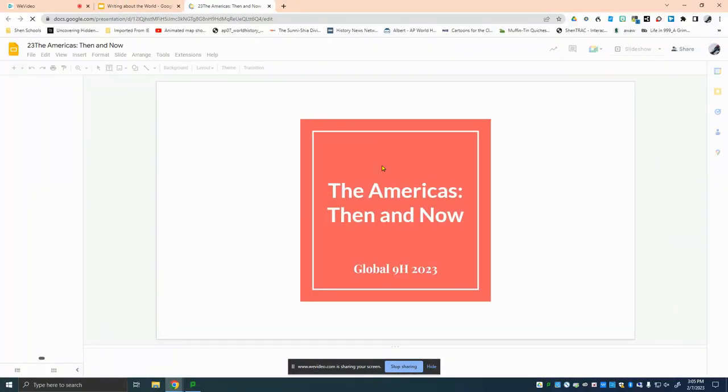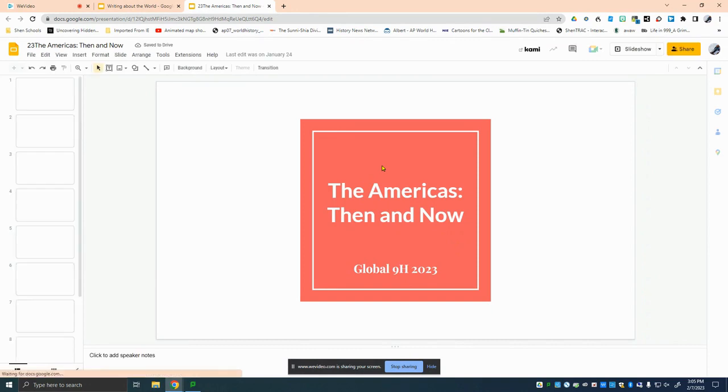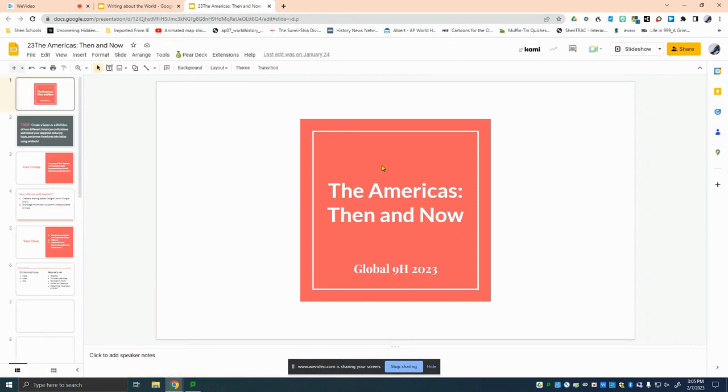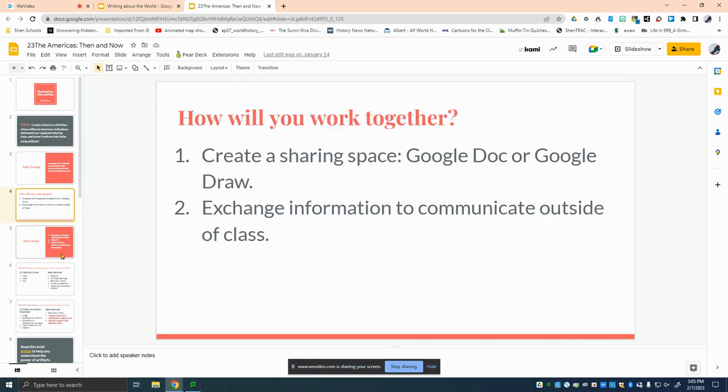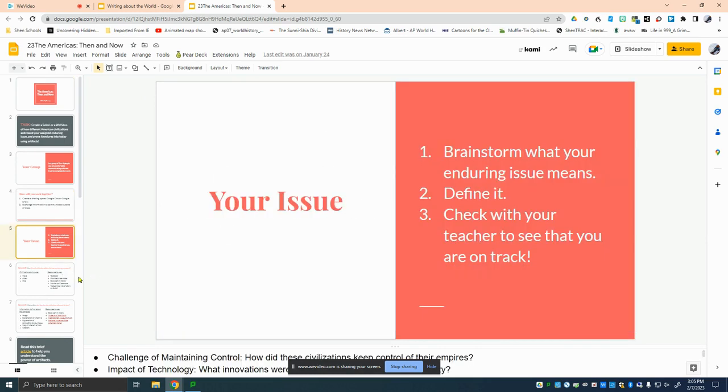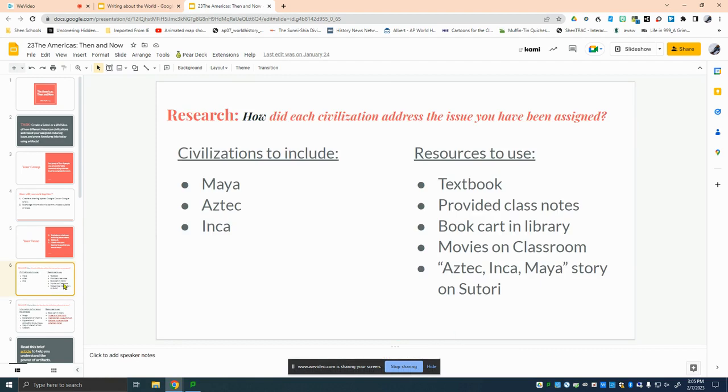So, for example, here is the project's description. What the students are asked to do is to create a Sutori where they are going to research and find different artifacts that match an enduring issue that they are given. So they are assigned an enduring issue, for example, the challenge of maintaining control. And then once they have their enduring issue, they have to connect that enduring issue using artifacts to the Maya, Aztec, and Inca.